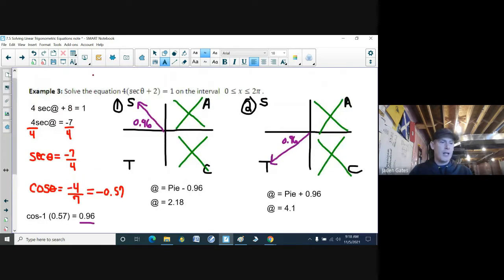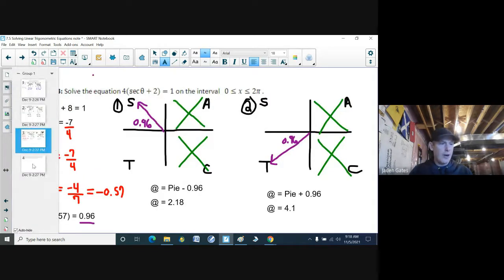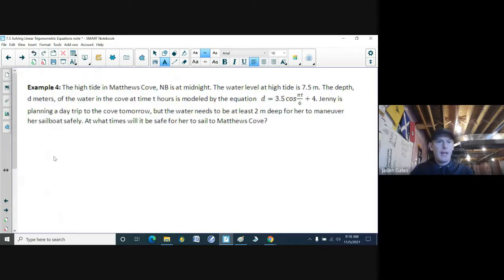All right, let's try something a little different here. The high tide in Matthews Cove, New Brunswick, is at midnight. The water level at high tide is 7.5 meters. The depth d of meters of the water of the cove in time t hours is modeled by the equation right there. Jenny is planning a day trip to the cove tomorrow, but the water needs to be at least 2 meters deep for her to maneuver her boat safely. At what times will it be safe for her to sail to Matthews Cove?